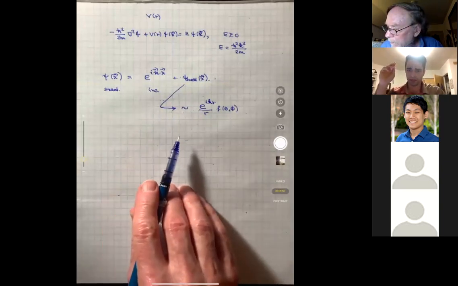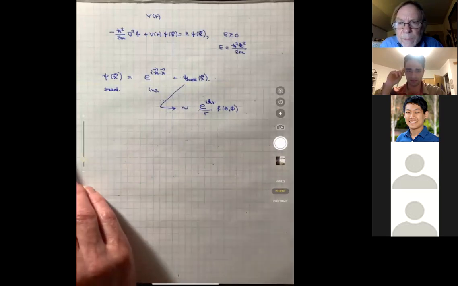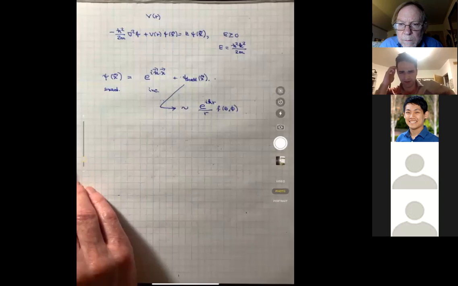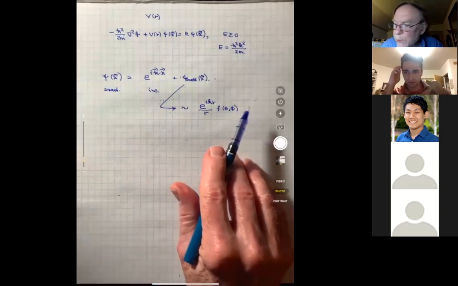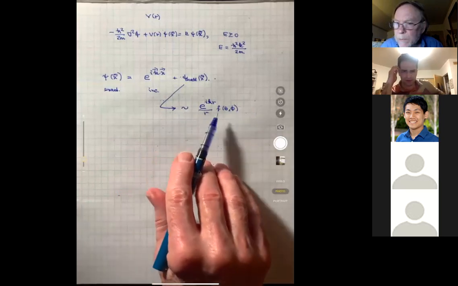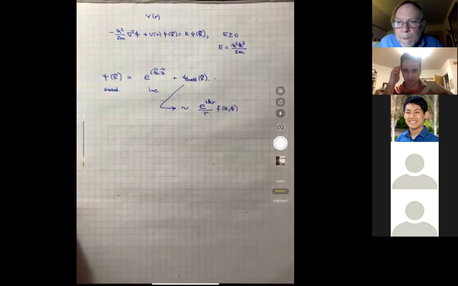I have a question, actually. Yes, question. Does it have to go as e to the ikr over r, or is it allowed to be a degenerate case where the 1 over r term is 0 and then it just decays faster? Oh yeah, there could be other terms out here that decay faster. That's what this tilde means. Yeah, but what I mean is, is it not allowed for the leading term to decay faster than that?